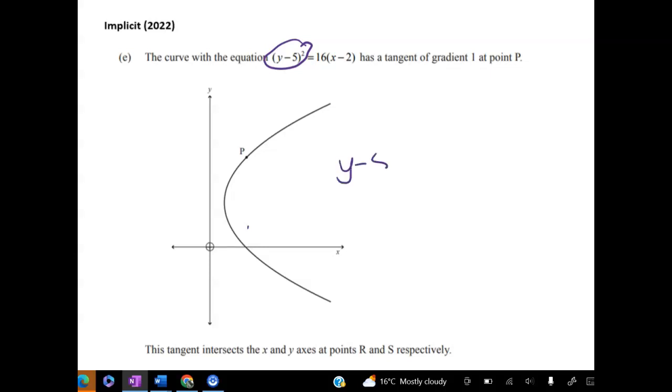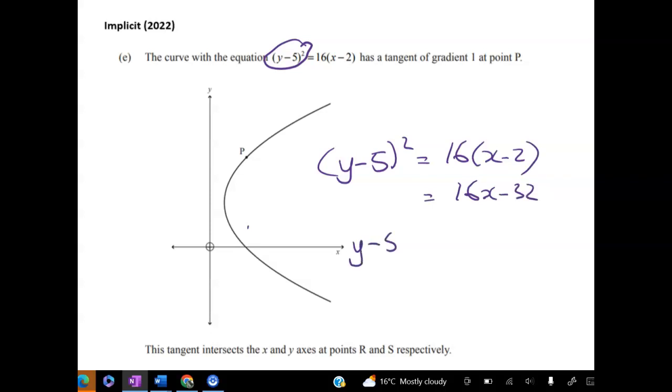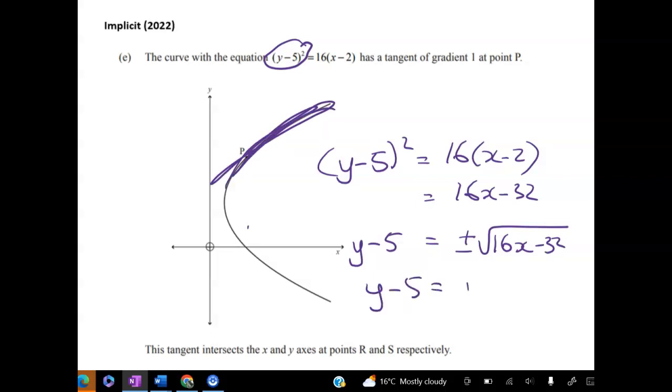So doing it the other way, we can do this. We can go (y minus 5) squared is equal to 16 times (x minus 2), which I'll write as 16x minus 32. Taking square roots of both sides, I get y minus 5 is equal to plus or minus the square root of this. And then we have to recognize that point P is on the top bit of that, so we want the plus square root bit.